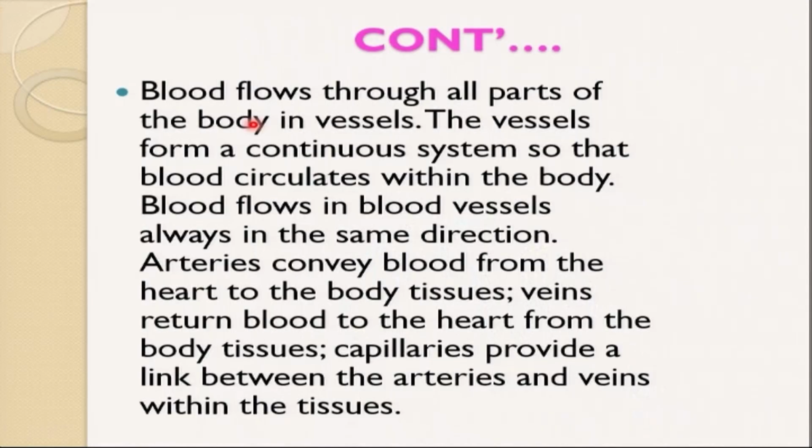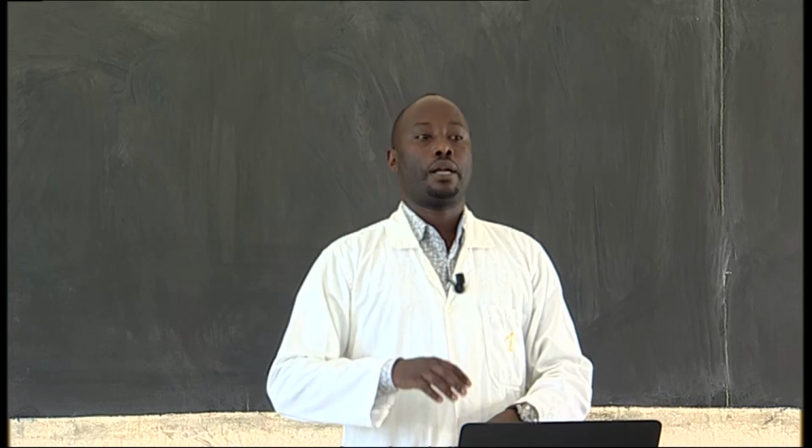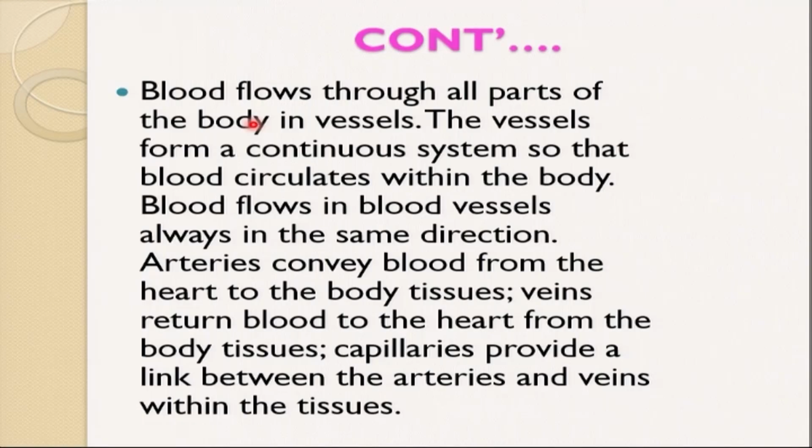The blood flows through all parts of the body in vessels. These vessels form a continuous system so that blood reaches everywhere in the body. Blood flows in the blood vessels always in the same direction. Arteries convey blood from the heart to the body tissues, veins return the blood to the heart from the body tissues, and capillaries provide a link between arteries and veins within the tissues.